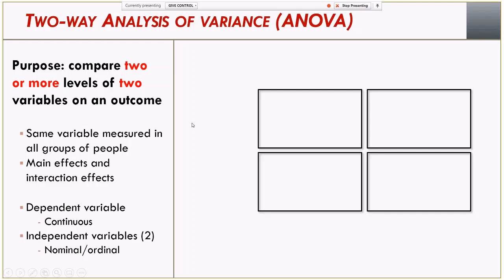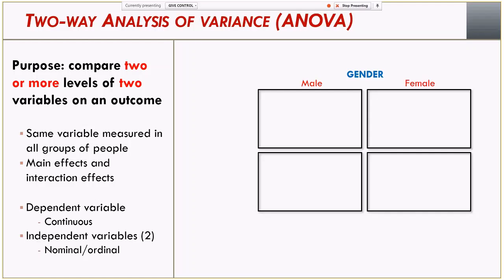So the purpose here would be to compare two or more levels of two variables on one outcome. You can start adding a third variable, you can add a fourth variable. All these variables can have different levels, and that's when you get into factorial analysis of variance. I'm not going over that. That's beyond this presentation.